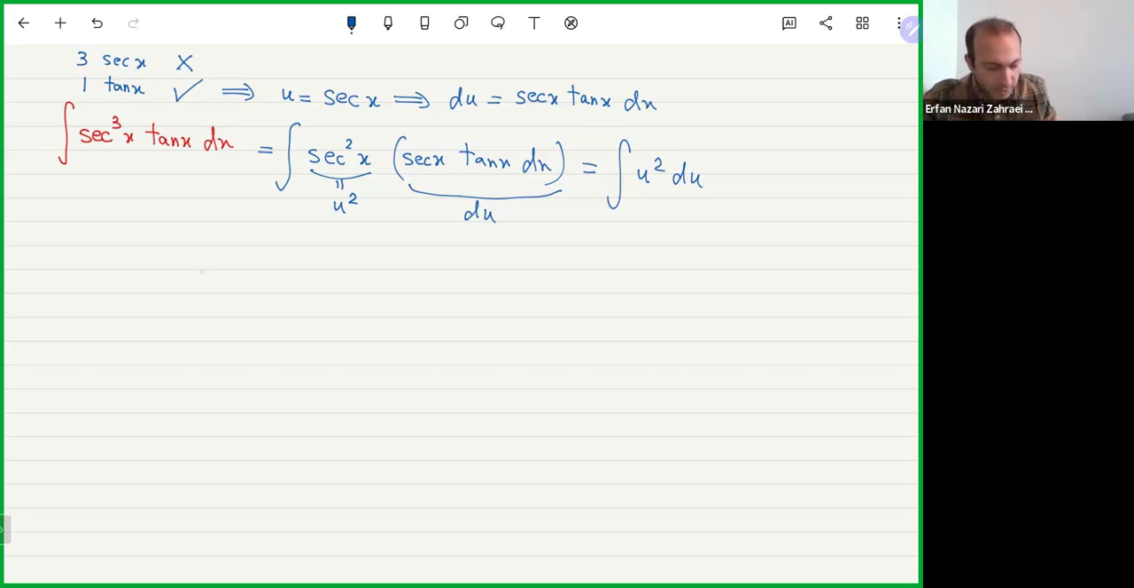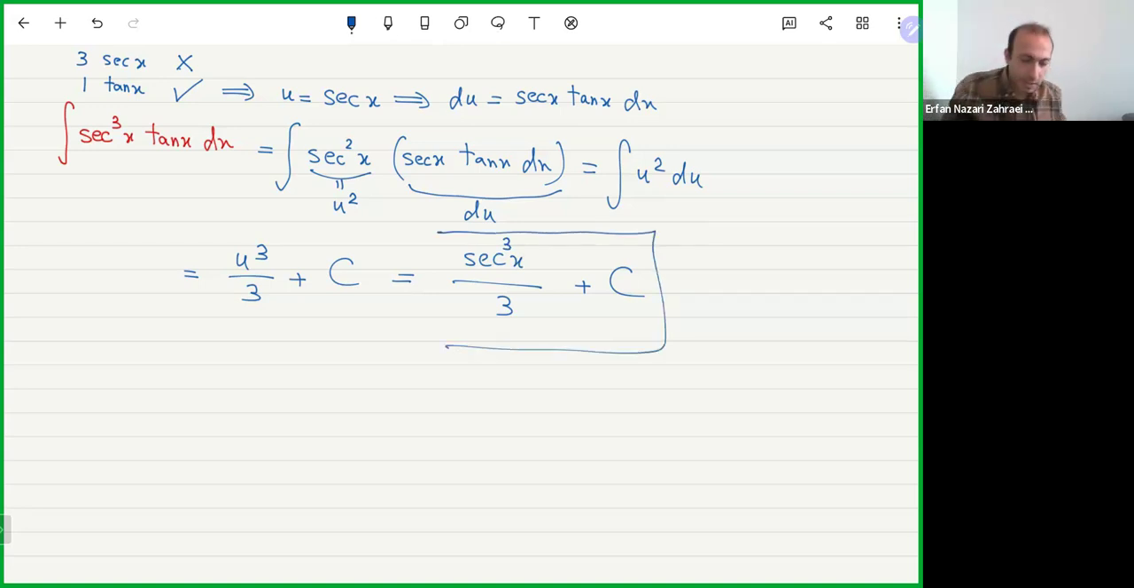And it's very easy to compute because the antiderivative of it is u cubed over 3 plus c. And don't forget to replace u back in terms of secant, in terms of x, which is secant x, plus c, or if you like, that's the same as secant cubed x over 3 plus c. Okay, good. That's the final answer.